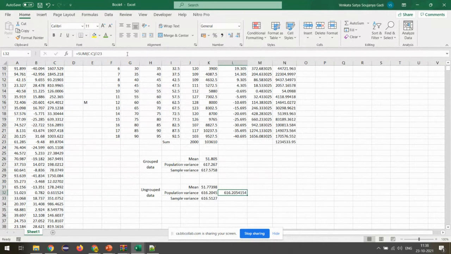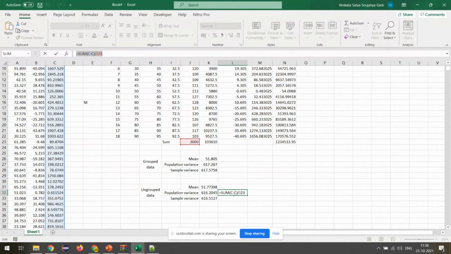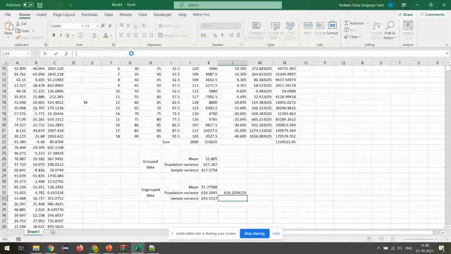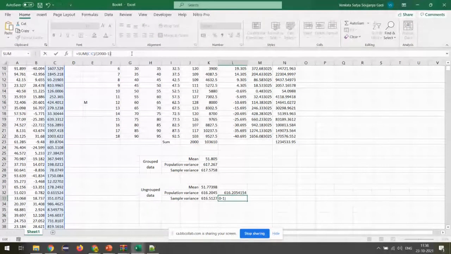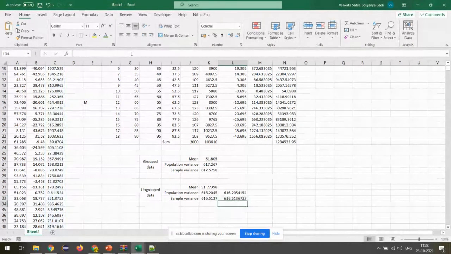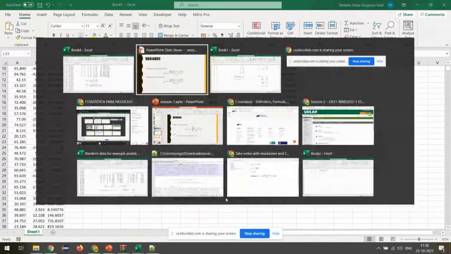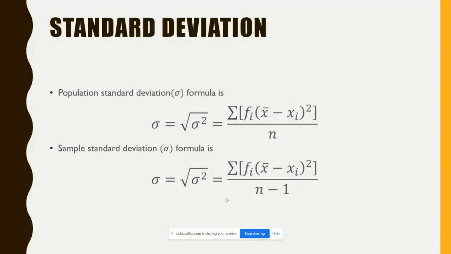So if we do the same with one population less, so the one population less means 2000 minus 1, something similar to this. So we see the results are very close. Okay, so that's how we calculate the variance.